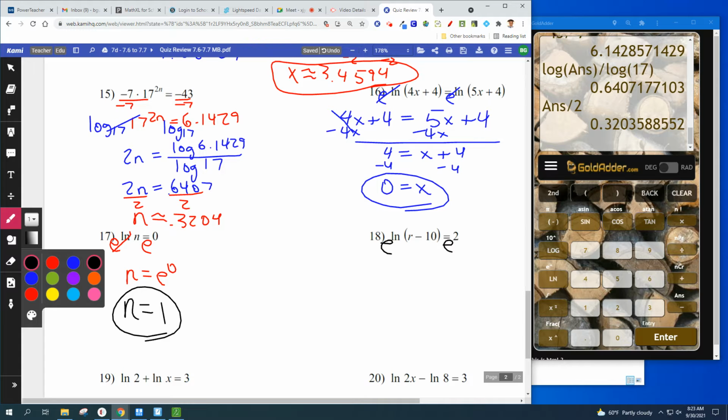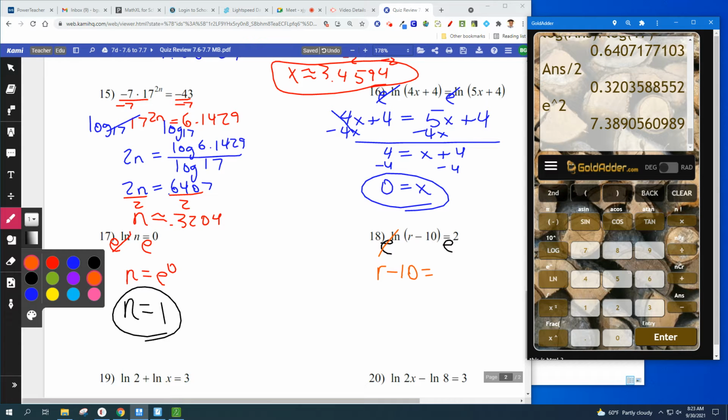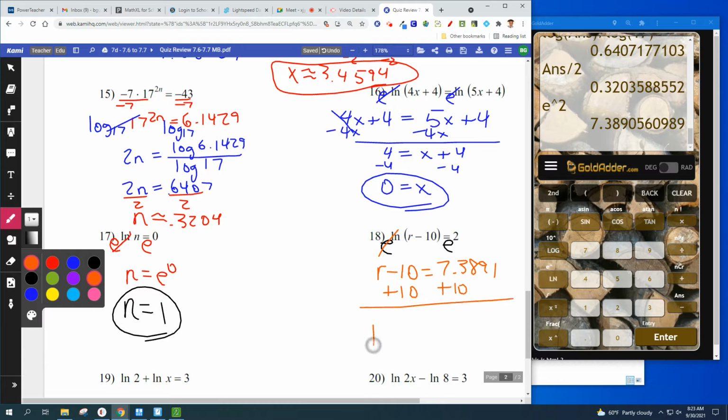Next one, natural log is a base e. So we're going to do a base e on both sides. That gives me r minus 10 equals whatever e to the second power is. E to the second power, 7.3891. So then I'm going to add this 10 over. R equals 17.3891.